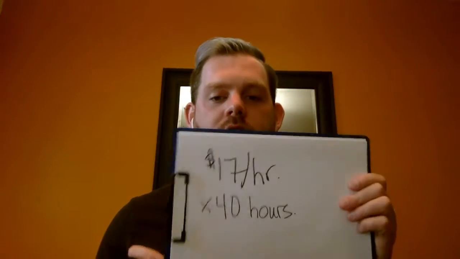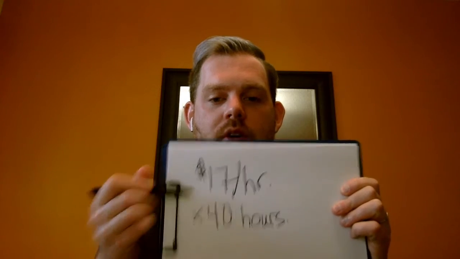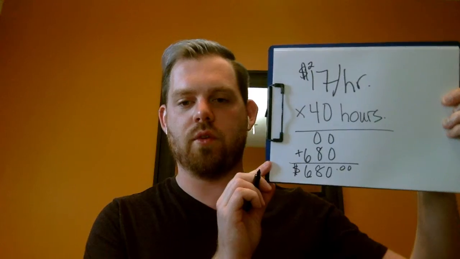And so you have that equation, the amount you make per hour times the number of hours that you work. And so if we do that super easy equation, 0 times 7 is 0, 0 times 1, also 0. Add that placeholder. 4 times 7 is 28. We carry the 2. 4 times 1 is 4, plus 2 equals 6. And then we add those two numbers together for a grand total of $680 for the week. Boom. That is how much you would make for a week.